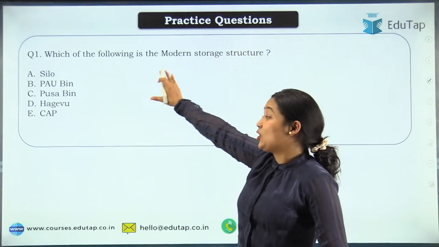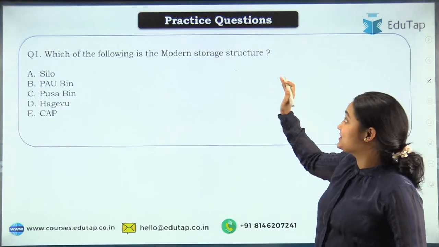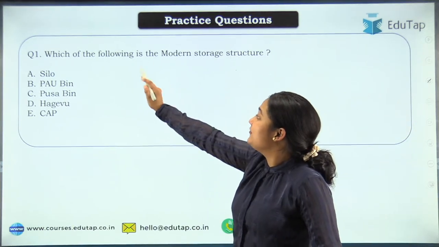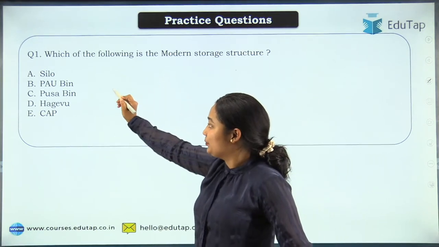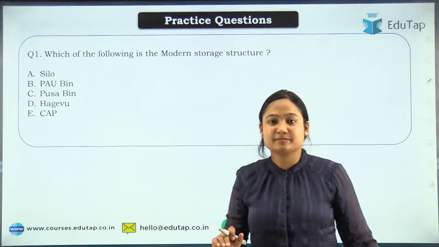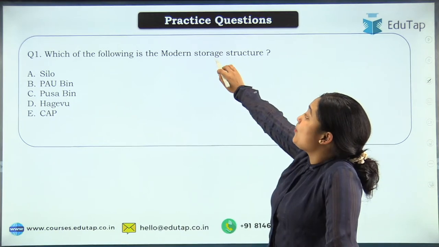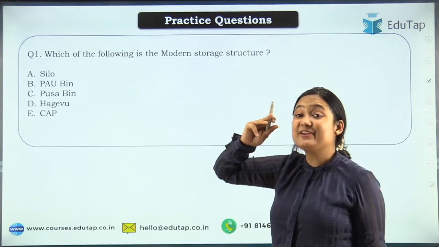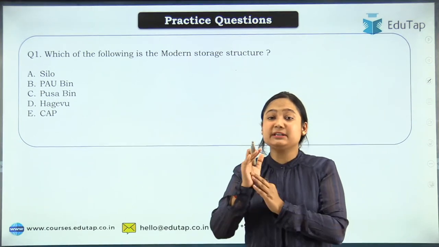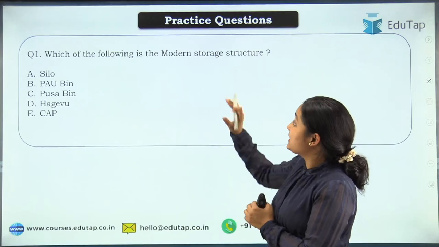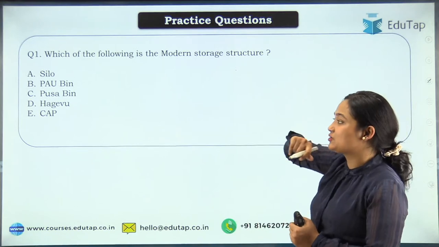This question was again not in the NABARD examination, but this is the kind of question that can come, and you'll have to answer this particular question. The question was, which of the following is the modern storage structure? Your options were silo, PAU, PUSA, HAGEBU, or CAP. We are talking about a modern storage structure. So how do you remember modern? Modern will have good facilities and a good capacity. The multinational companies and big farmers that are involved in agriculture use these kinds of structures. So what was the answer?